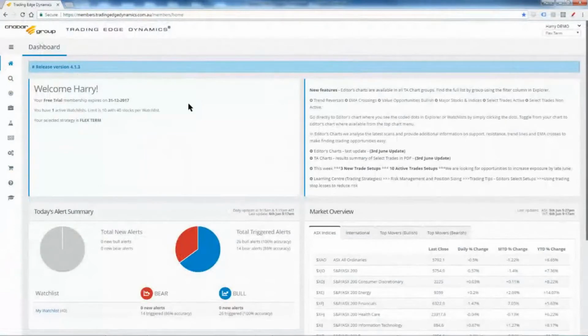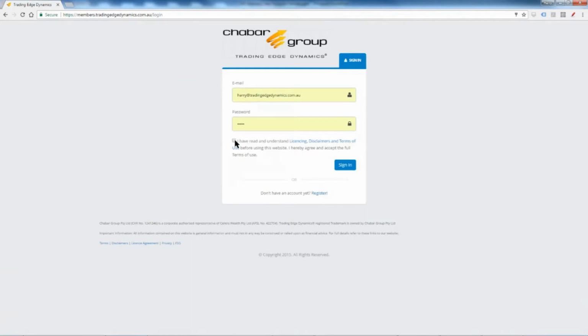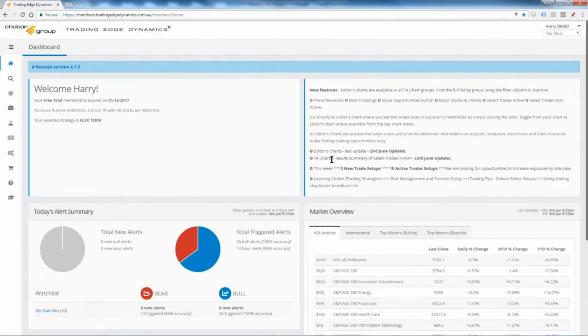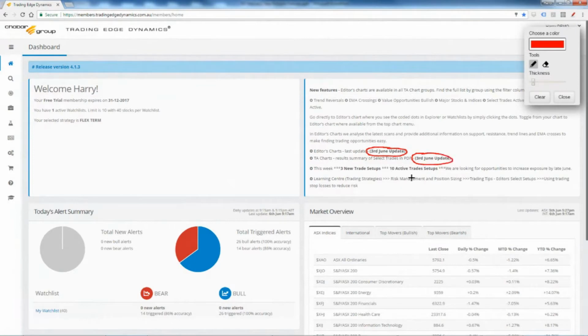And we're in a demo mode. We're in the dashboard, and I'll just highlight a few points. Actually, I will sign in, log out, and sign in again, just for those that haven't seen this before. We sign in, we accept the conditions, and we're straight into the dashboard. Highlighting some areas here, for those who haven't seen this before, in the top right hand corner we publish dates that some of the sectors in the platform have been updated. So the editors charts and T.E.D charts have been updated as of the 3rd of June.